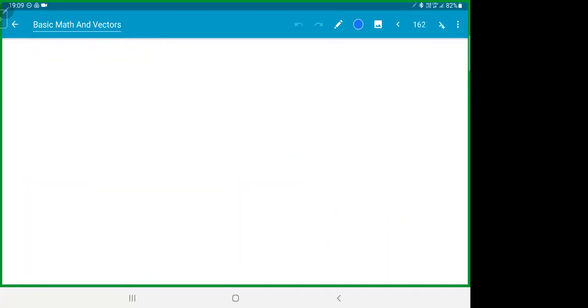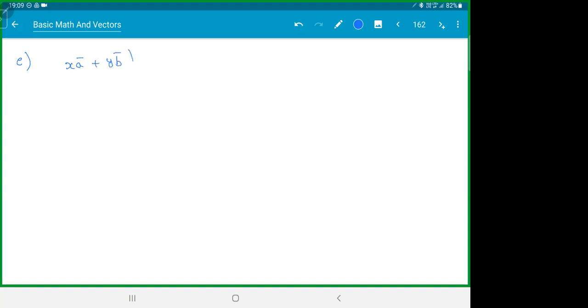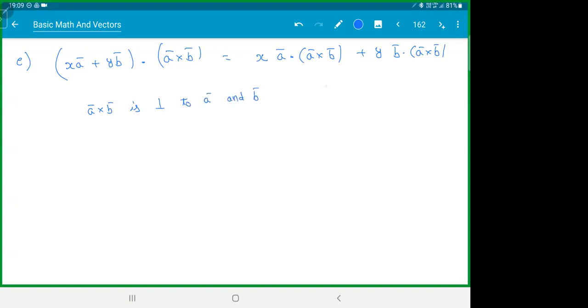Listen, everyone. Answer 0. Sir, I got it. It was just expansion and it was a dot product. X A bar plus Y B bar dot A cross B bar. Let's see the physical meaning of it also. If you just expand this, you get X into A bar dot A bar cross B bar plus Y into B bar dot A cross B bar. And we know A cross B is perpendicular to both A bar and B bar. Zero.